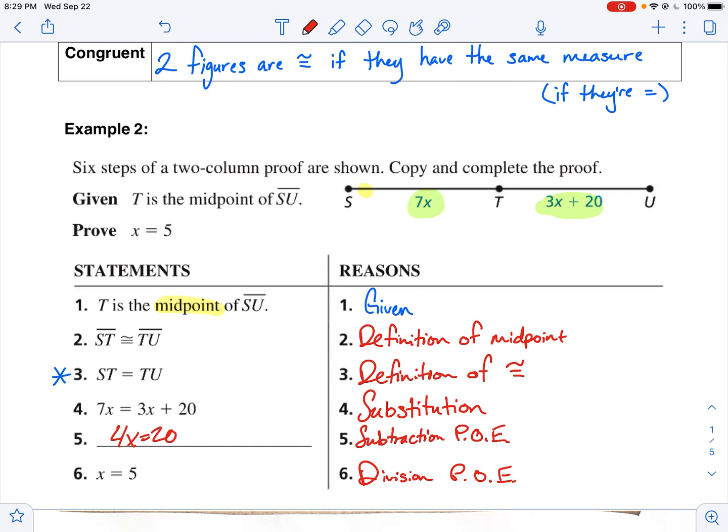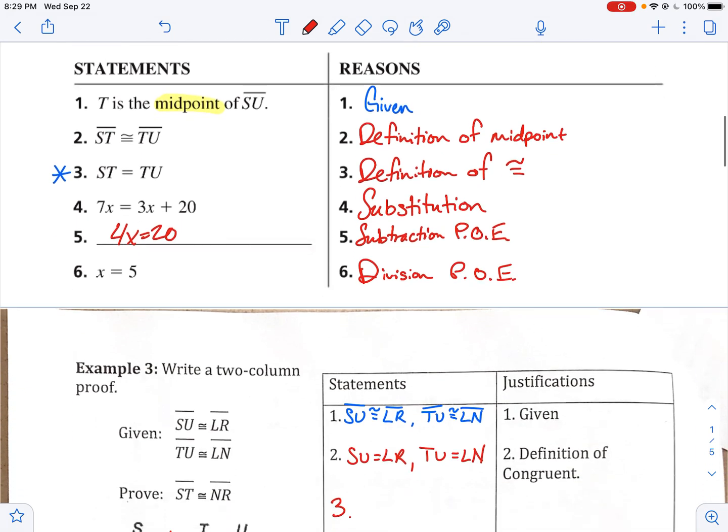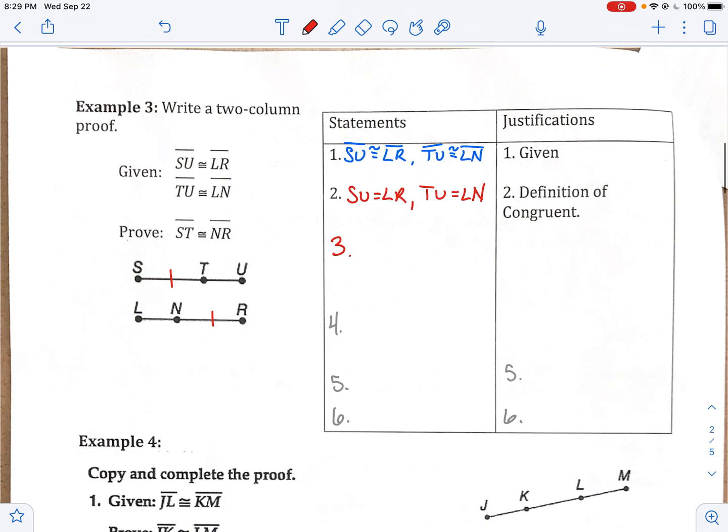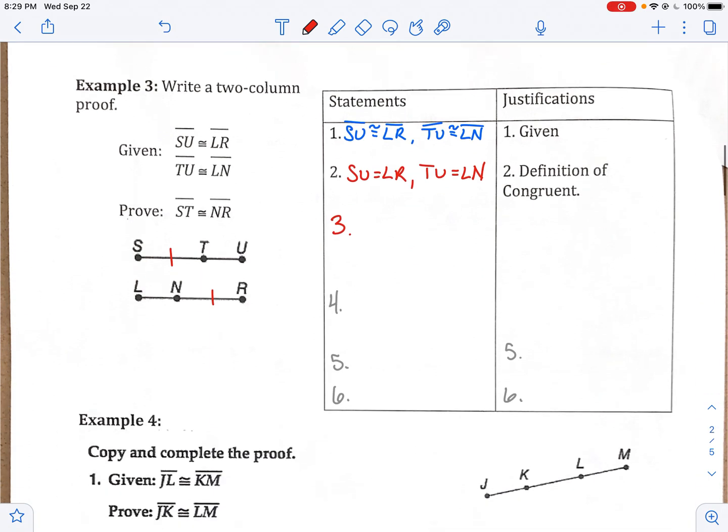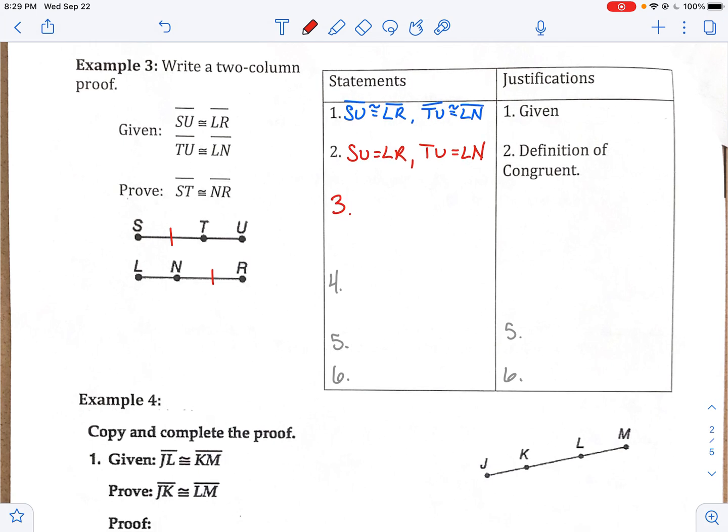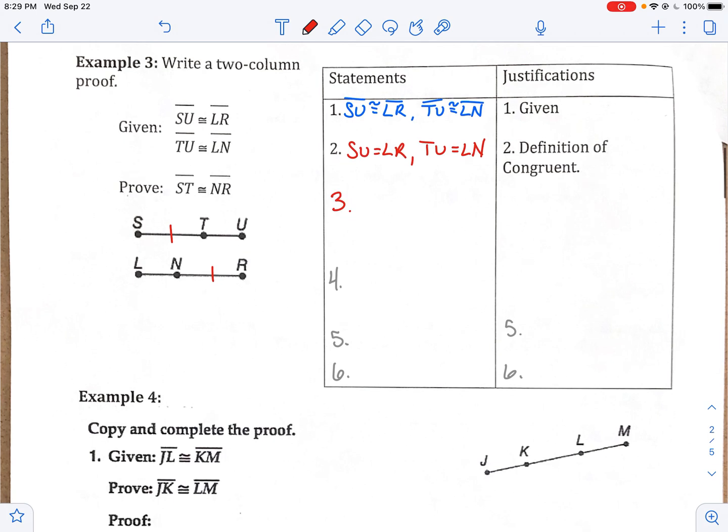And if you need to, again, pause the video to write any of this down, you are obviously always free to do that. Let's try another 2-column proof. So you write down your givens. SU is congruent to LR, TU is congruent to LN, and I want to prove that ST and NR are congruent. So how am I going to do that?